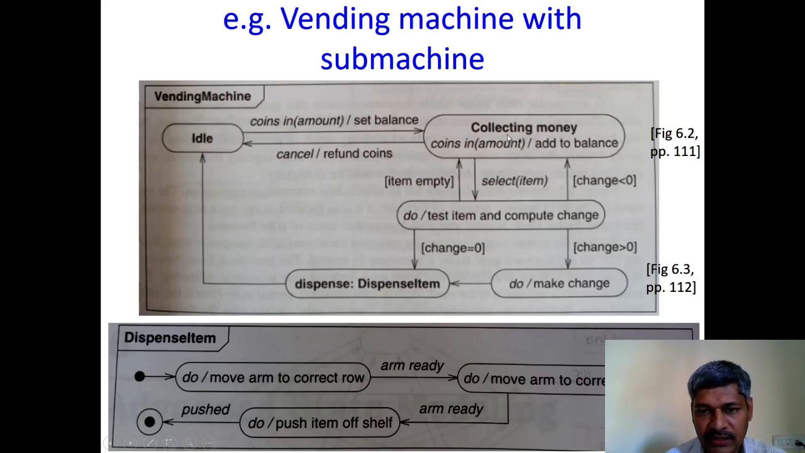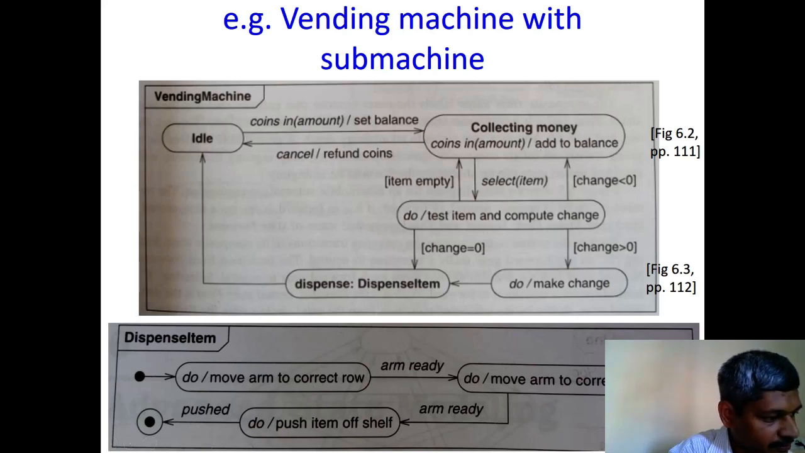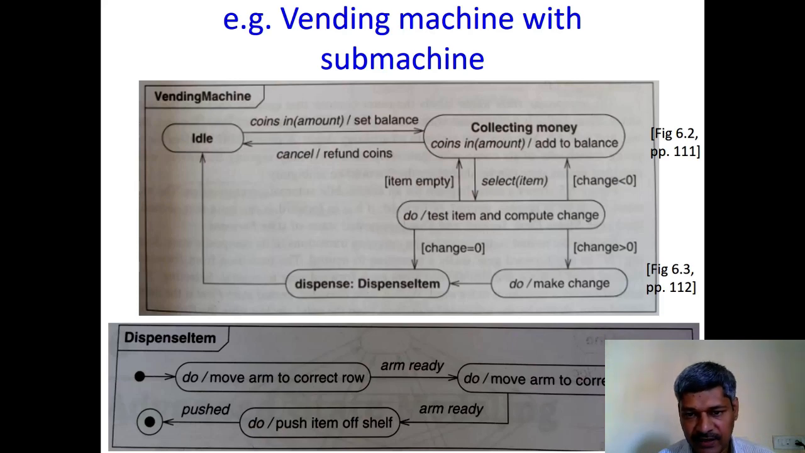Once you are in this collecting money state, there can be other events coming in. That means you are putting in more coins. So coins in, and you are adding to the balance. That is the activity that happens there. Originally you set the balance as the activity for that event, and here, as we have already seen, there can be different types of activities. So we are seeing this sort of event. Coins in is the event, and this is the activity which is happening, and you are still in the same state, the collecting money state.